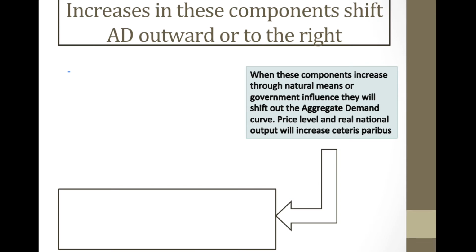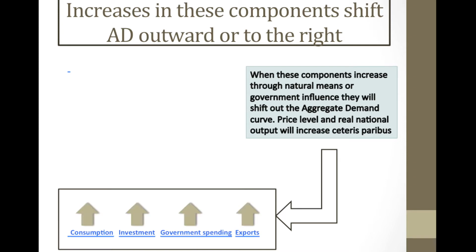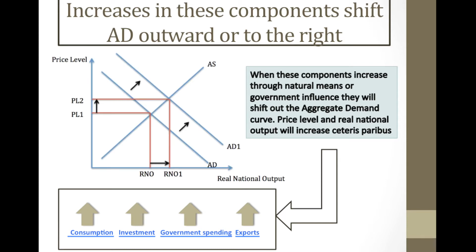So what happens if these components increase, and how does that affect us in terms of showing this in our essays? Well, consumption, investment, government spending and exports, if they increase, we can see that it shifts our aggregate demand outwards. Okay, this is ceteris paribus, so bearing in mind nothing else is happening within the economy to affect these things, we know that any increase in these will shift AD to AD1, our real national output will increase to RNO1, and then our price level, our inflation, is going to increase.